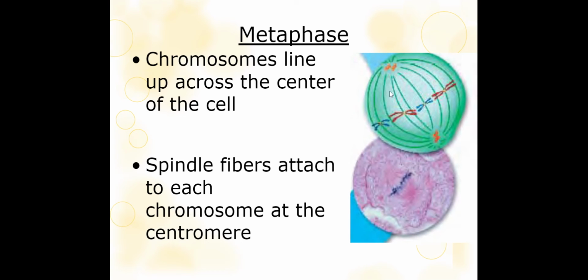We have these little lines that you can see here in this picture. Those are called spindle fibers. They attach at the centromeres. That's what's going to pull these chromosomes apart.